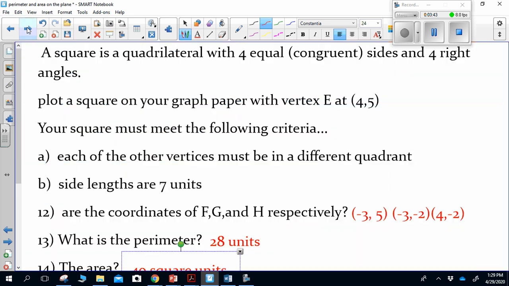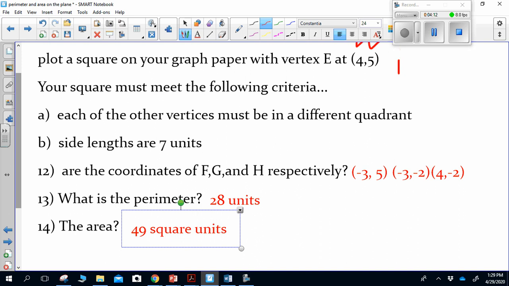All right, and here you're given a quadrilateral. Remember, a square is a quadrilateral with 4 equal, also known as congruent sides, and 4 right angles. Plotted on your graph paper with a vertex at 4, 5. And then I asked you to have each of the other vertices be in a different quadrant. 4, 5 we know is in quadrant 1 because both of my coordinates are positive. And so given that first criteria, I know that I'm going to have to split those points up. And then the side lengths were each 7 units.